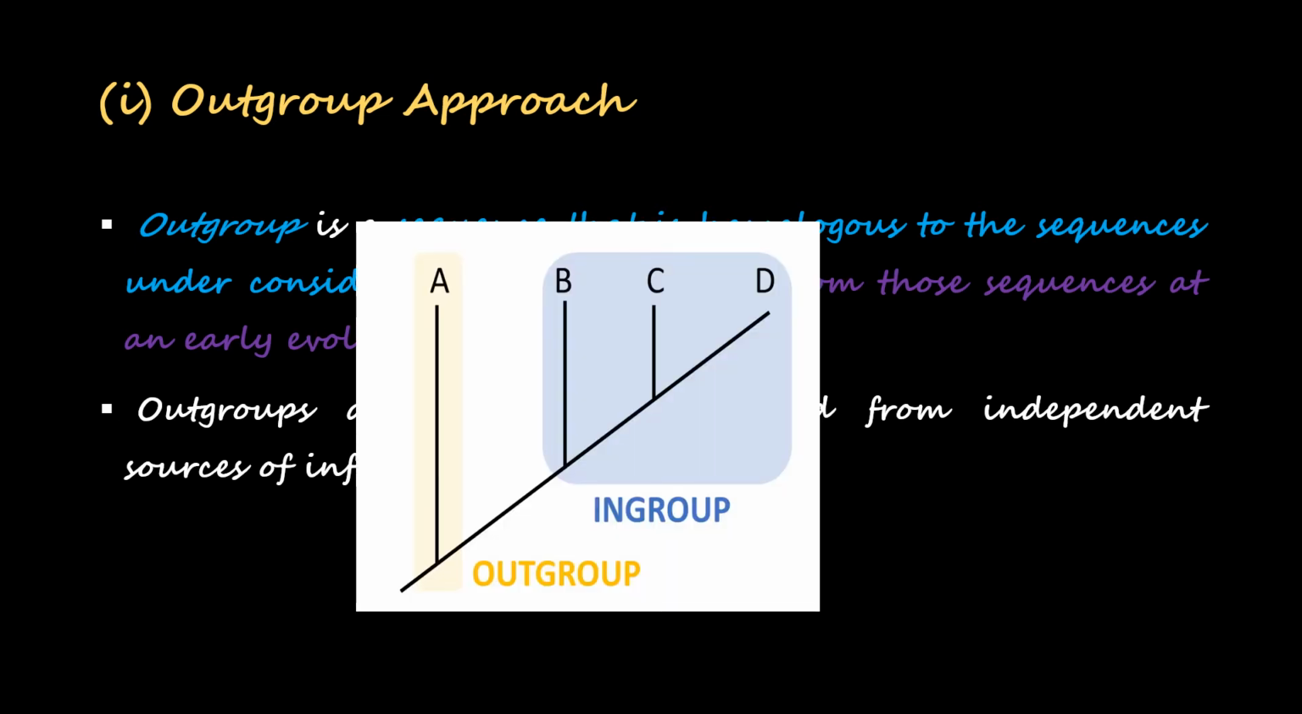So if this is a phylogenetic tree, we can classify them into in-group and out-group. So the out-group has diverged a very long time back during the course of evolution, and it is evident from this diagram. And the in-group is the closely related species. All the sequences are homologous to each other, but the out-group has diverged very early in the span of their evolution.